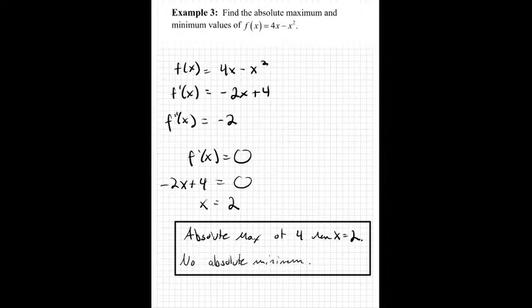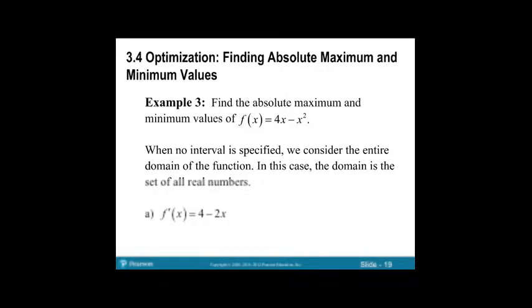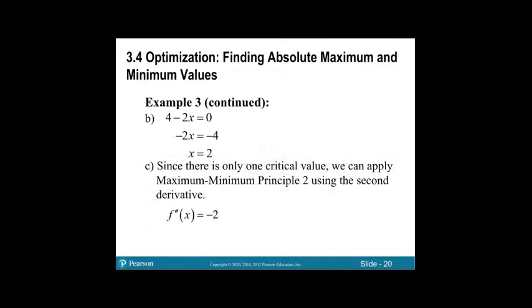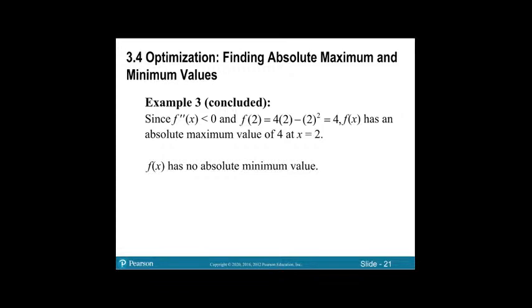So I think we're done with that one. Find the absolute max and min values when no interval is specified. We consider the entire domain of the function. In this case, the domain is the set of all reals. So we found the first derivative, and then x equals 2. Since there is only one critical value, we can apply the principle using the second derivative. The second derivative is always negative. That means the original should be concave down, right? So since the second derivative is negative, and when x is 2, y is 4, f of x has an absolute max value of 4 when x is 2. f has no absolute minimum value, because if we have a parabola opening downward, it goes down forever, so there is no absolute min.